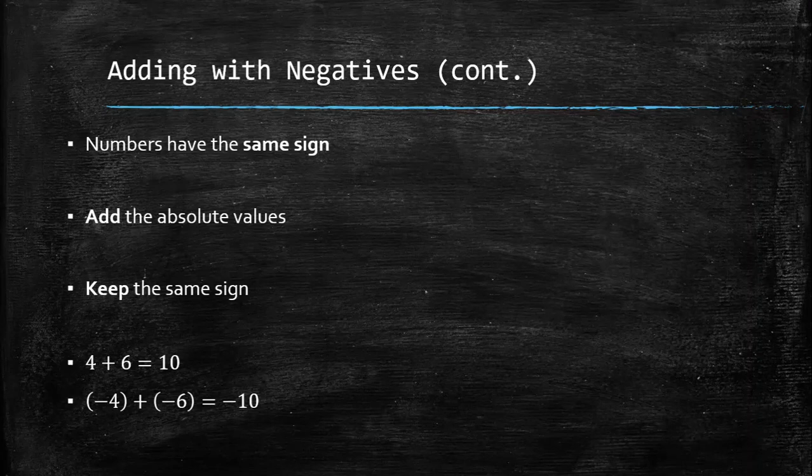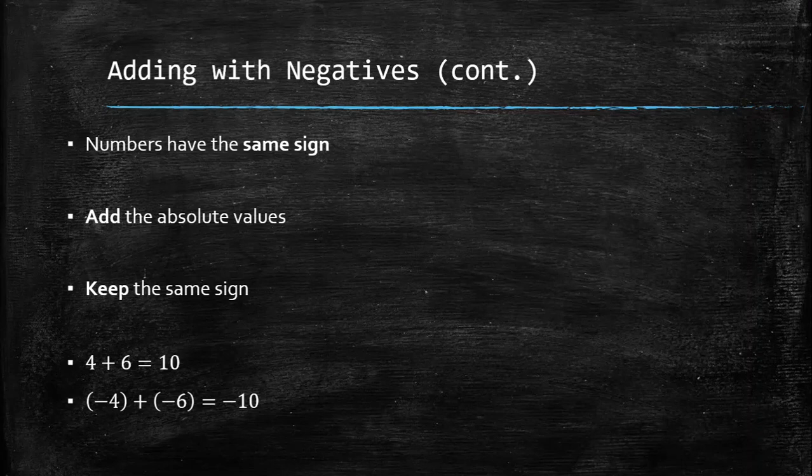But if we have -4 plus -6, then we keep it negative. So the absolute value of -4 is 4. The absolute value of -6 is 6. So we are adding those up to get 10. They're both negative though, so our answer is negative.